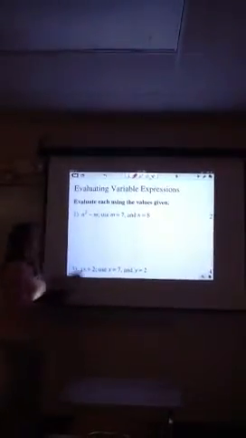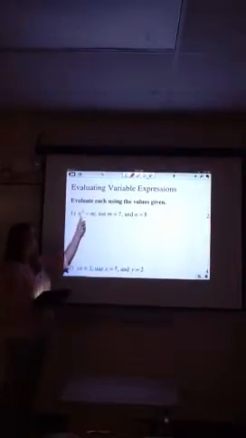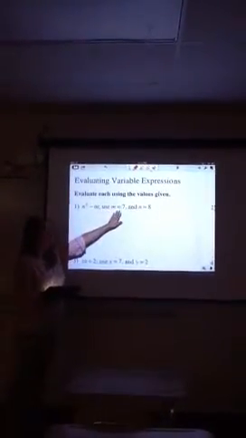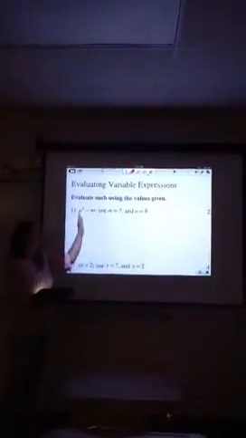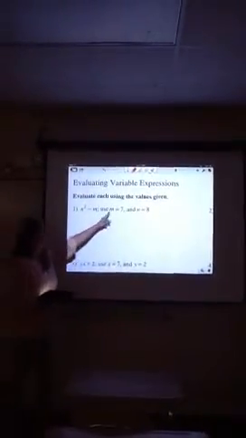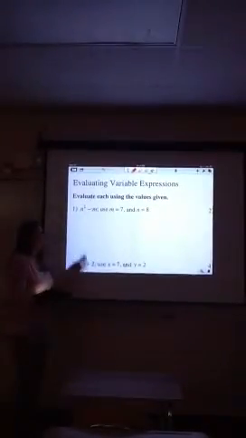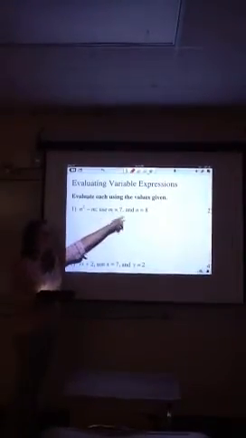So we're given a problem. Here it's n squared minus m. And then it tells us what numbers to plug in for each variable. M equals 7 and n equals 8. So first step is to rewrite this using the numbers given.